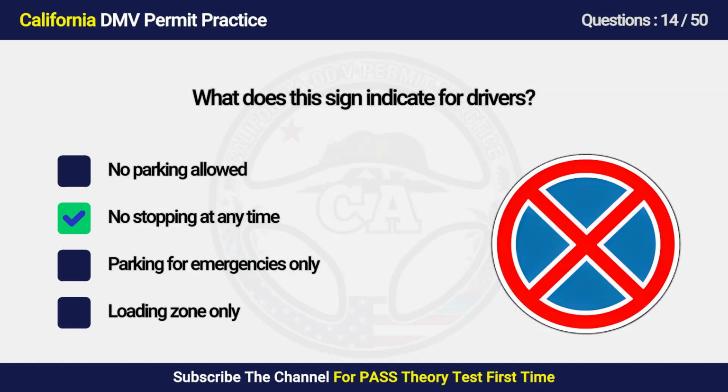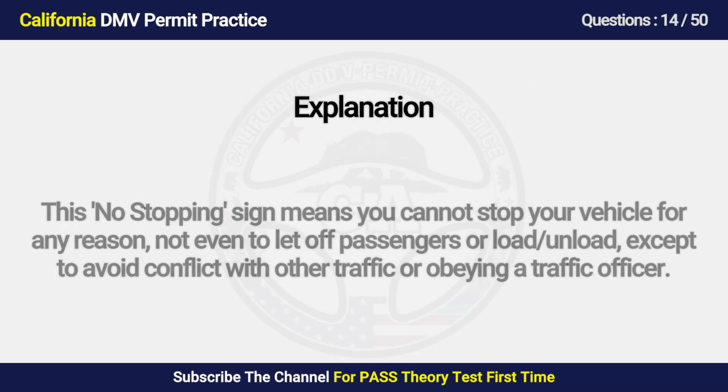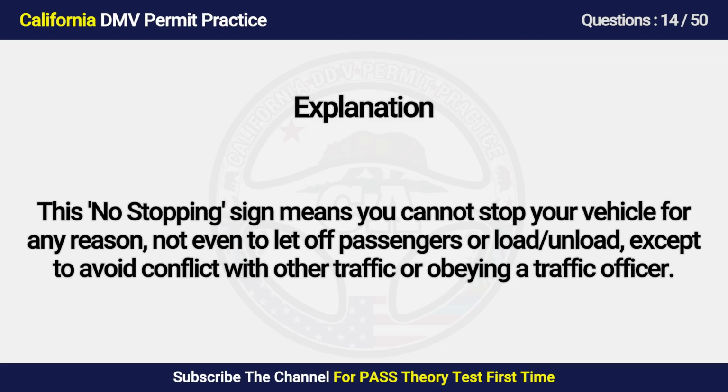Answer is B. No stopping at any time. This no stopping sign means you cannot stop your vehicle for any reason, not even to let off passengers, except to avoid conflict with other traffic or when obeying a traffic officer.